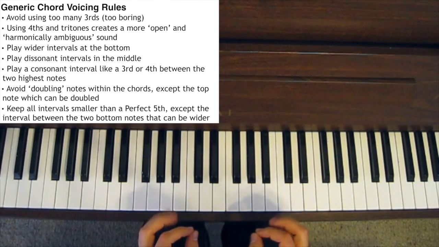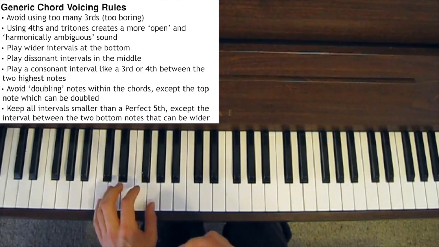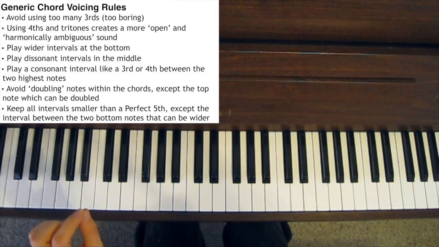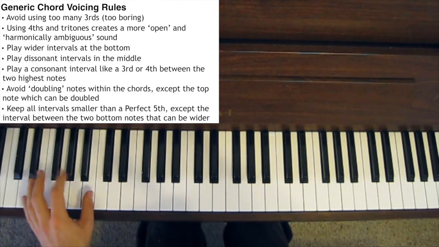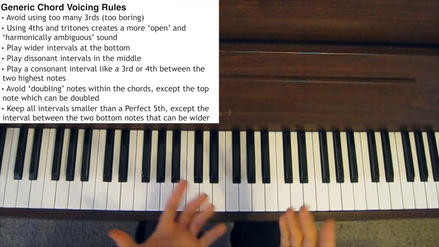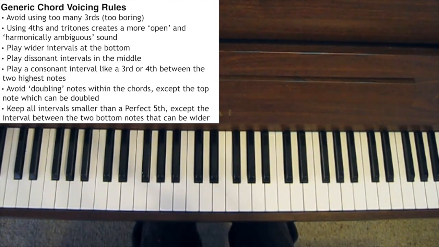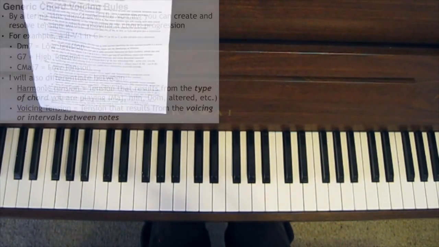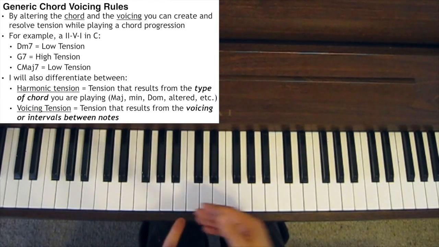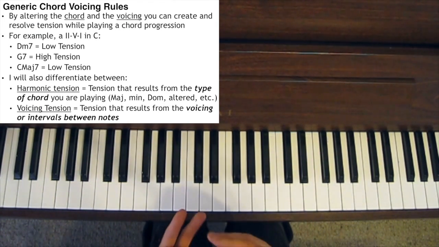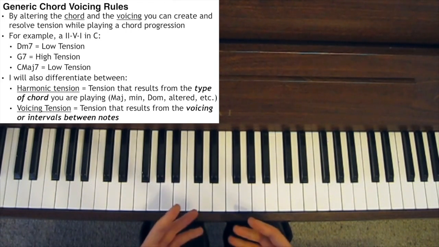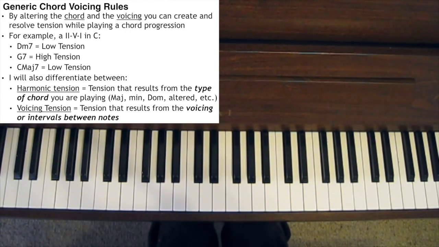And you should generally try to keep all your intervals smaller than a perfect fifth, except of course for the interval between the bottom two notes, which can be wider. And these are of course all guidelines, which can be broken whenever you want. They're just general rules to get a nice sounding chord voicing. But sometimes you may want a more dissonant sounding voicing, in which case you can break these rules, that's perfectly fine. And so, by altering the chord itself, by adding extensions or alterations, and the voicing of the chord, you can create and resolve tension while playing a chord progression.